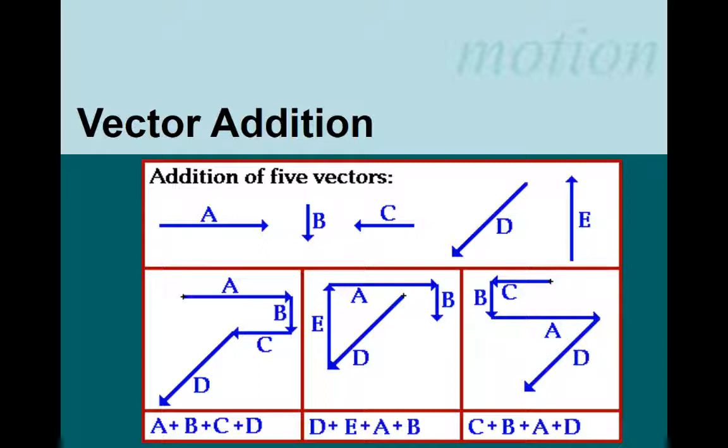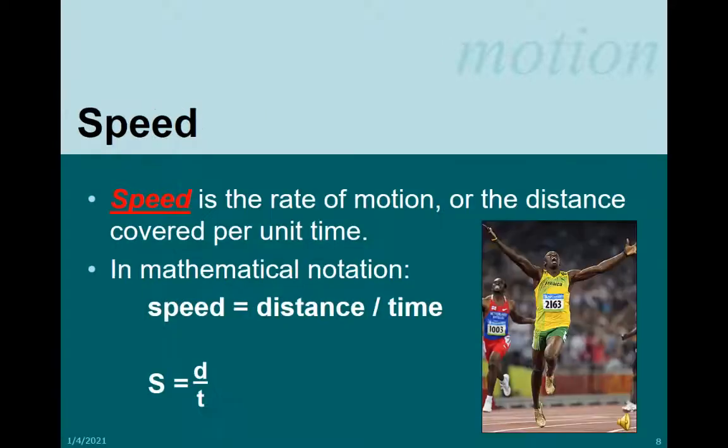Okay, so we know what a vector is. We know what a scalar quantity is. The first term that we really need to introduce to you is speed. Now, you guys have some idea of what speed is because you've been talking about speed since you were little kids running around on the playground. So speed is simply the rate of motion or the distance covered per unit time.